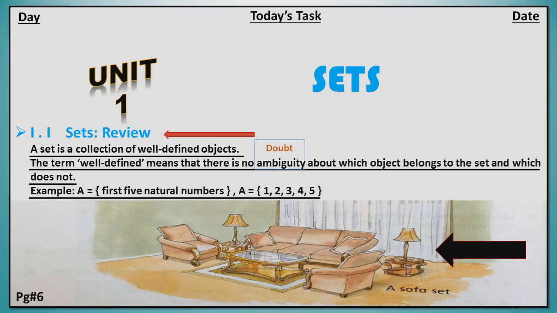Look at the picture. A sofa set. Dear students, in our day-to-day life, we use a lot of sets. For example, a bunch of keys, a sofa set, a pack of cards. These are all examples of sets. Highlight the main points on your textbook.